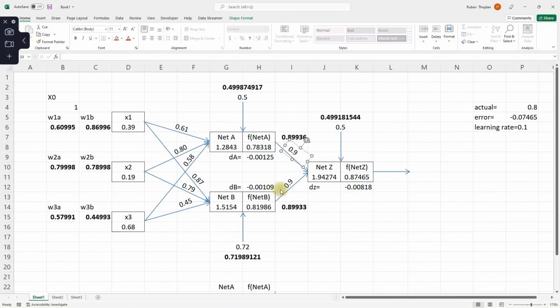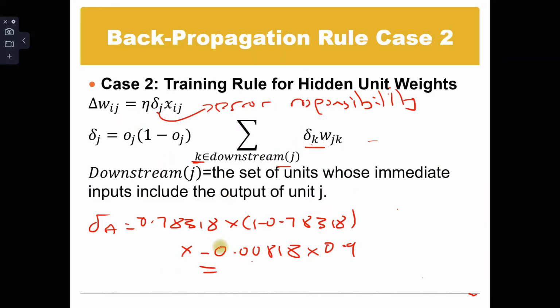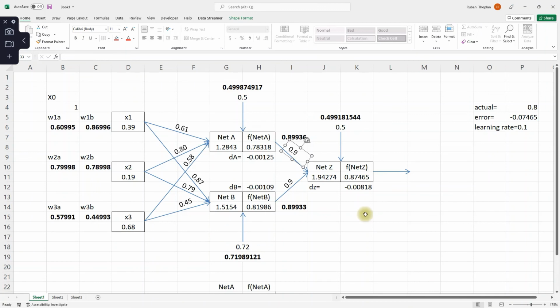And this is what's supposed to give you negative 0.00125. Here we go. Negative 0.00125. So let me just show you the formula that I've done here.